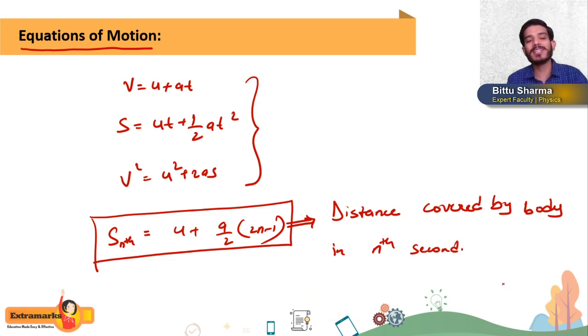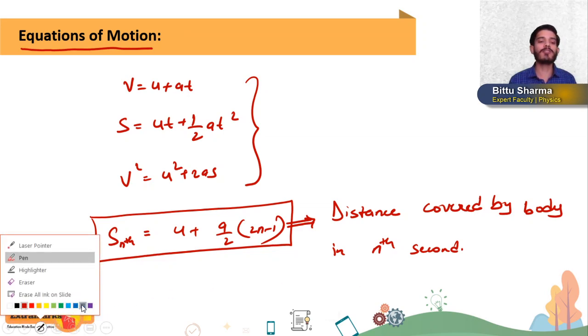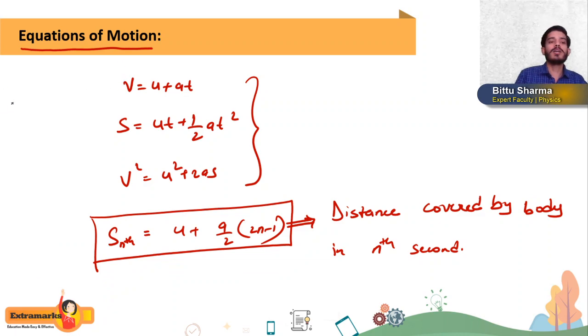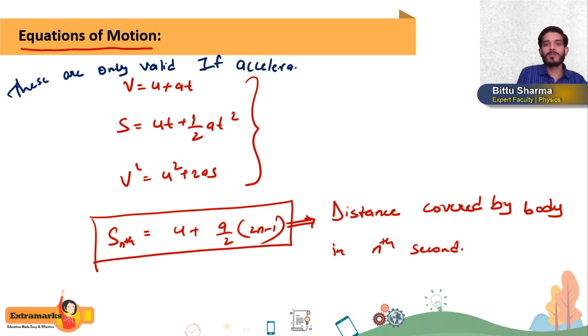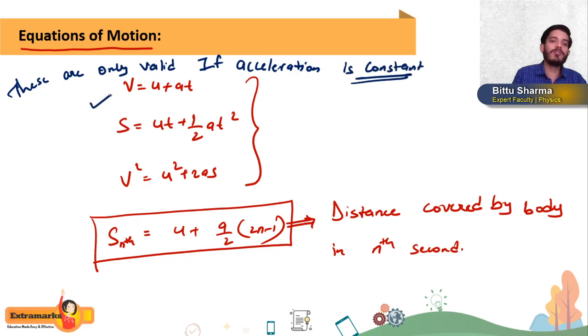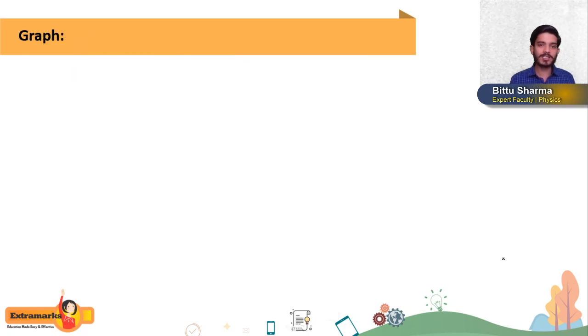I hope you are getting this, students. But the most important thing you have to remember is, these equations of motion everyone knows, but these are only valid if acceleration is constant. Whenever we have constant acceleration, only then can we use these 4 equations of motion. I hope you are getting this, students.